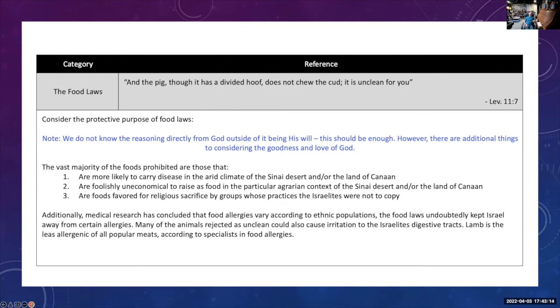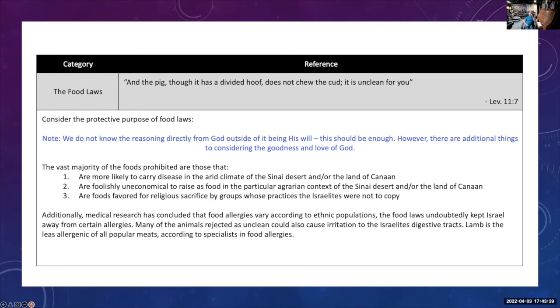They are uneconomical to raise as food, in the particular agrarian context of the Sinai Desert or Canaan. And they are foods favored for religious sacrifice by groups whose practices the Israelites were not to copy. And that's an important one. That impacts the religious customs of others, and impacts a lot of these other laws.